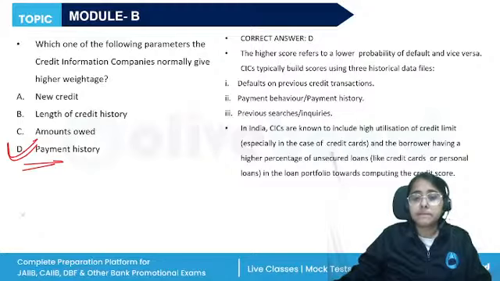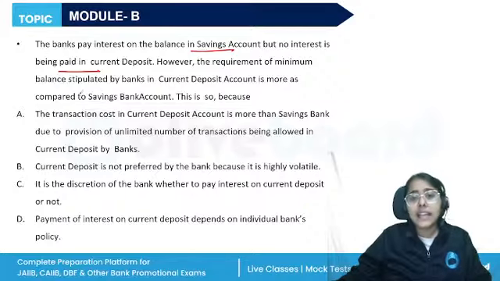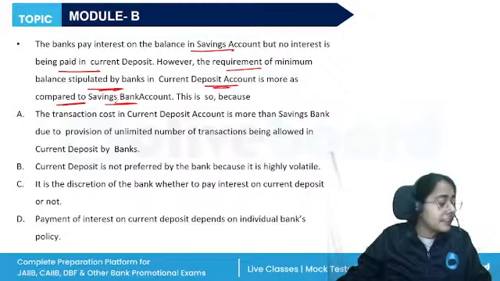Payment history. All right. Next, the banks pay interest on the balance in the savings account, but no interest in the current account. Under the CASA, we know in the savings account, although not as high as the fixed deposit, interest is paid by the bank, but no interest is paid in the current deposit. However, the requirement of minimum balance stipulated is more as compared to the savings bank account. The minimum balance requirement in the current deposit is more. Why?